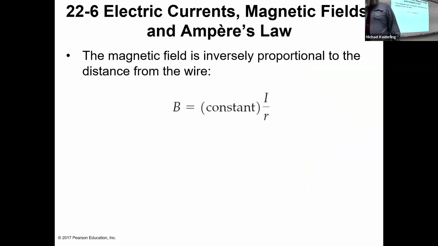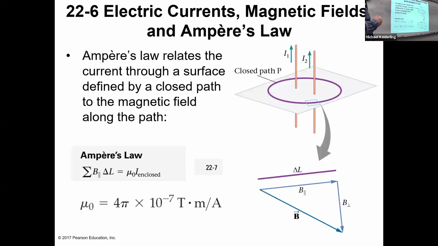And the magnetic field is inversely proportional to the distance from the wire. So for a wire, B is proportional to current over radius. Now, there's a constant there. We're going to get into what that constant is.